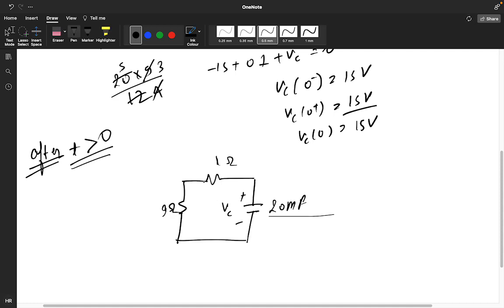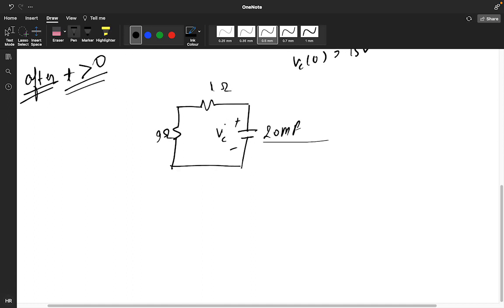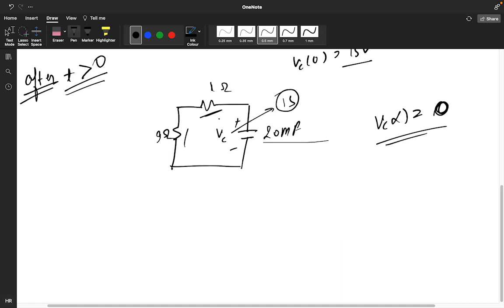Now it will completely vanish. After an infinite amount of time, the VC, whatever the initial value of VC was, 15, will vanish. So VC of infinite, how much will you get? 0. It will discharge across this resistor, and one time will come when this VC of infinite will become 0.